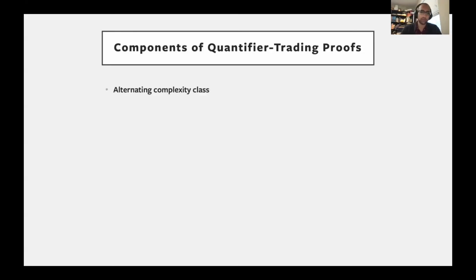So the key components of quantifier trading proofs are alternating complexity classes, which you should think of as fine-grained versions of sigma kp or pi kp for some positive k. Sigma kp and pi kp are the levels of the polynomial hierarchy. What do we mean when we say fine-grained? Well, an example is something like this: exists n squared, for all n to the 0.3, TS n to the fifth. So this is something in sigma 2p.